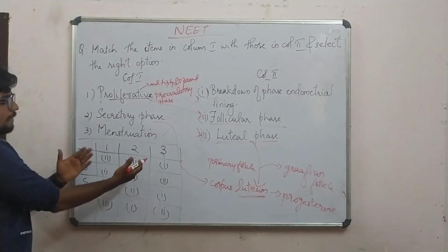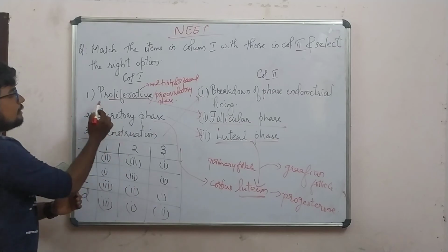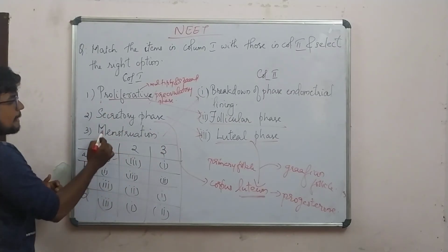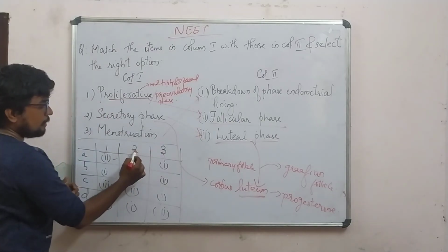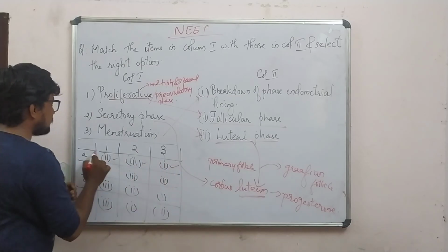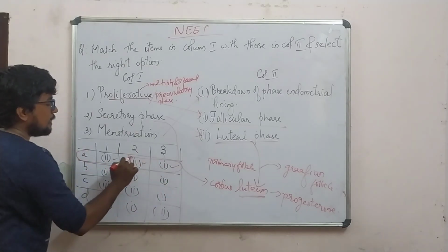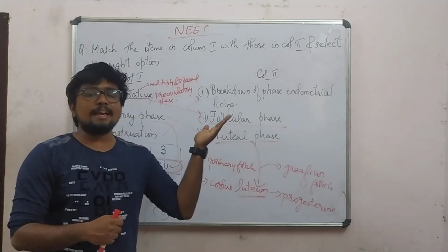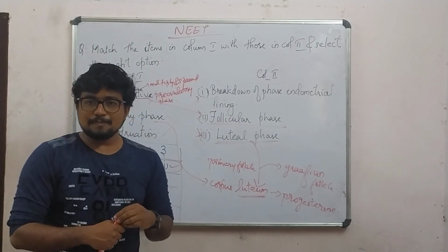So see here, now we can check out the options here. 1 matches with 2. 2 matches with 3. 3 matches with 1. So this one is the right option. So the first option, A, is the right answer. So in this way, we can easily answer the question. Hope this answers your question.